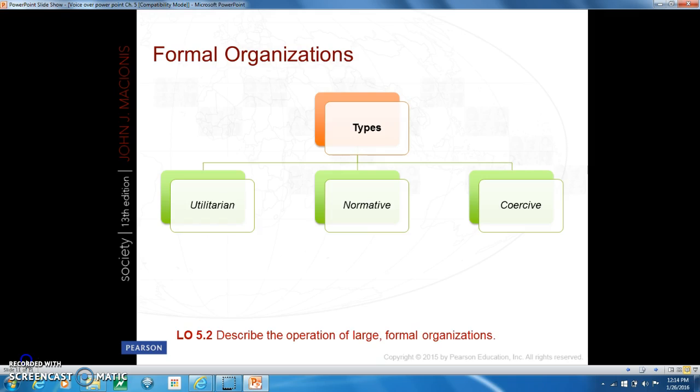The coercive organization is distinguished by involuntary membership as a form of punishment or treatment. In other words, you're forced to join. For example, prison, psychiatric hospitals, drug rehabilitation, mental hospitals, and of course we can move on with that as well.